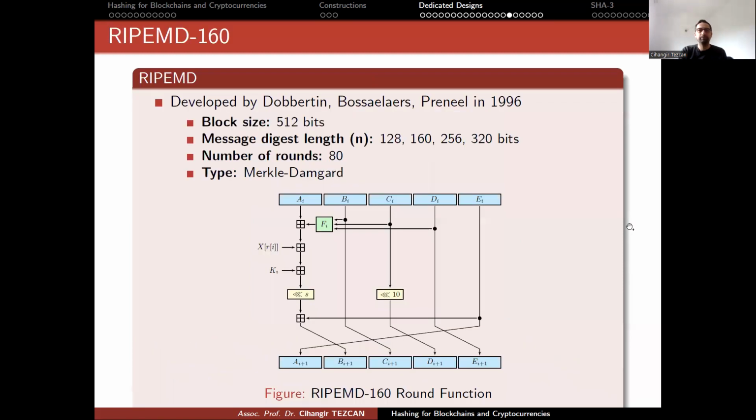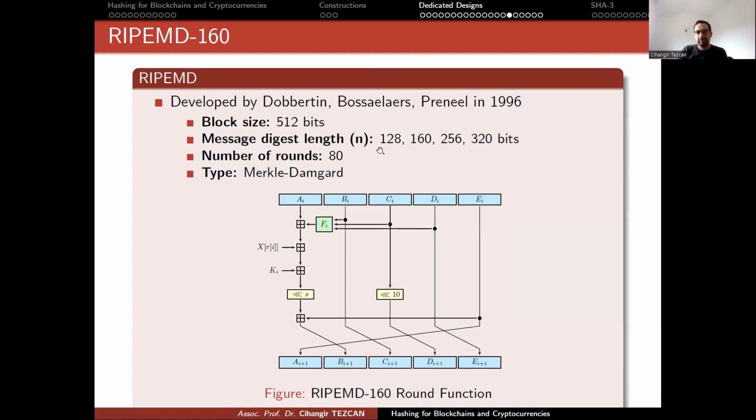So SHA1 is broken. But we still want to use an algorithm that has a short output, like 160 bits, like SHA1. In that scenario, you can use RIPEMD-160. This time, it is not developed by NSA. It was developed by academicians, cryptographers in 1996.